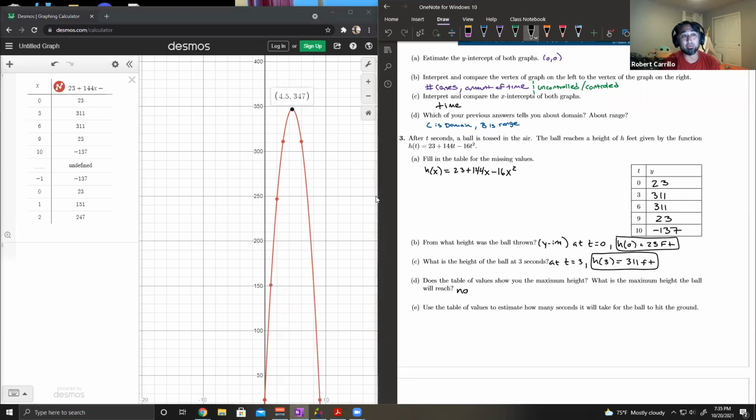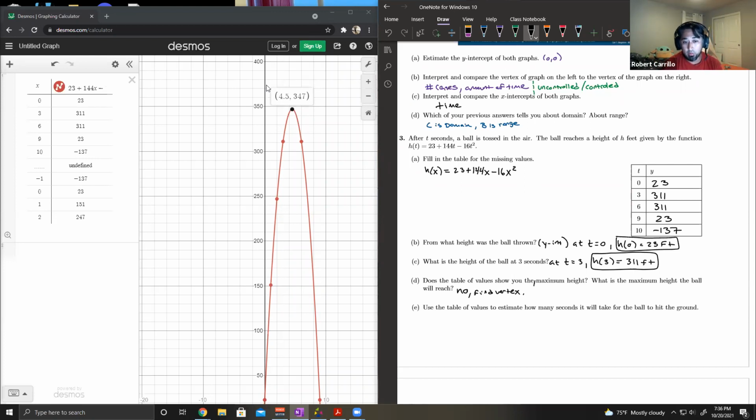What is this high point called on the graph to the left? The vertex. You need to find the vertex. How did we get 347? Since Desmos made the graph, that is the highest point the ball will reach. But let's say you don't have Desmos. That's why I'm about to show you that you need to find the vertex.